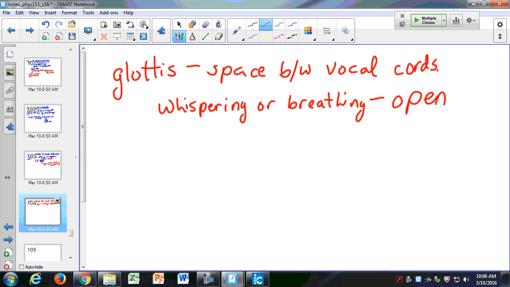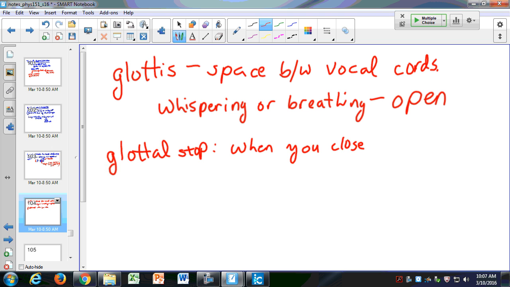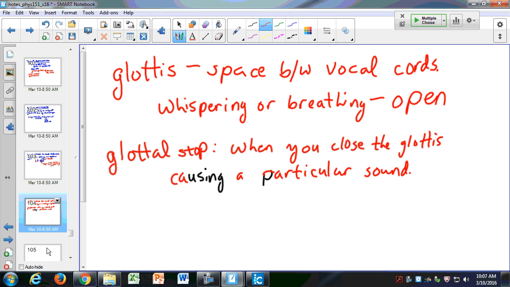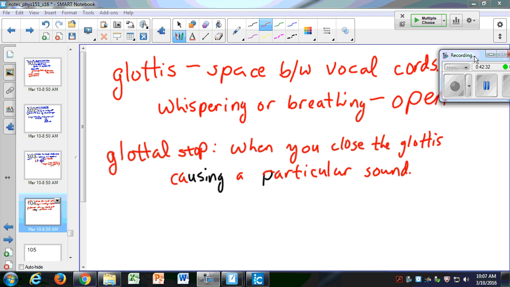There's something called a glottal stop. Y'all familiar with this? Any singers in the room? You know what a glottal stop is? I'll show you a video about what a glottal stop is, but it's a thing in music. It is when you close the glottis. And this causes a particular sound. Singers use this. I have a video I want to show you about the glottal stop. Pause this, I'll get it.